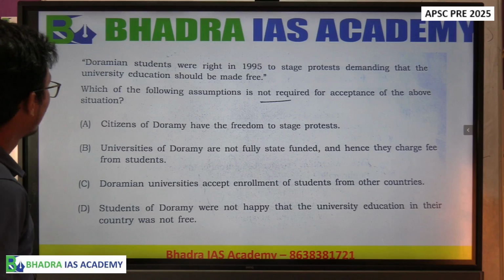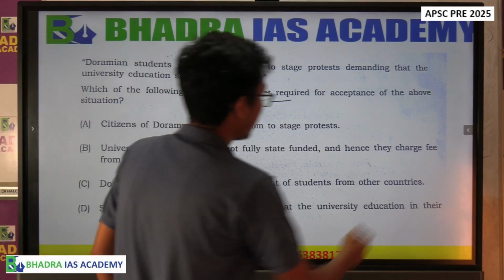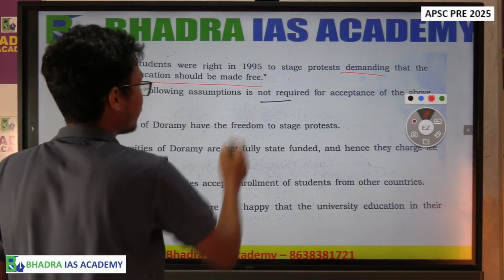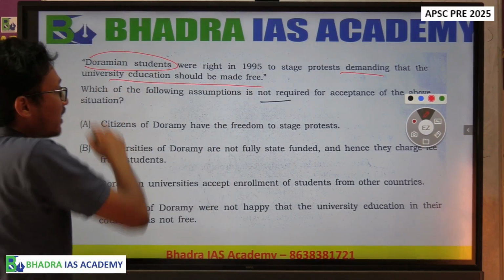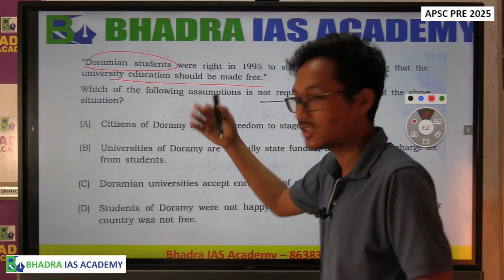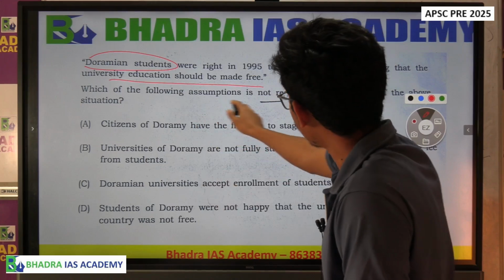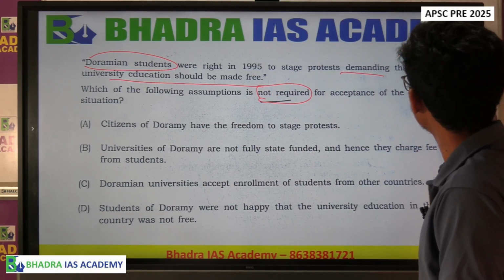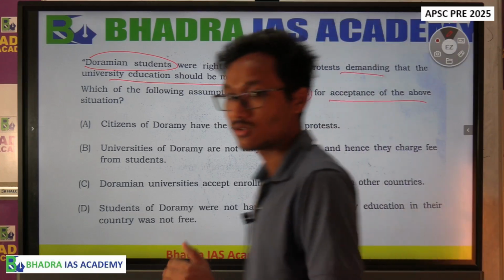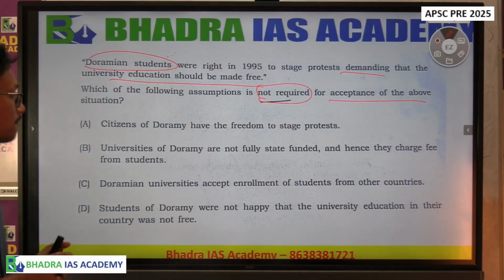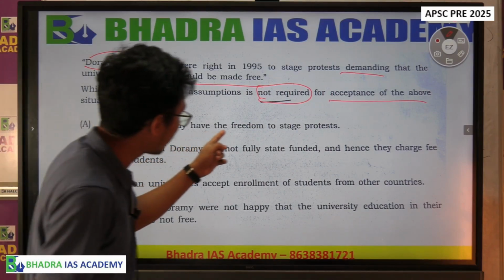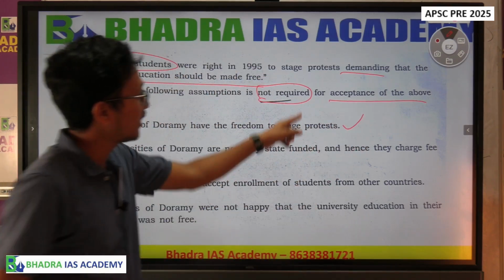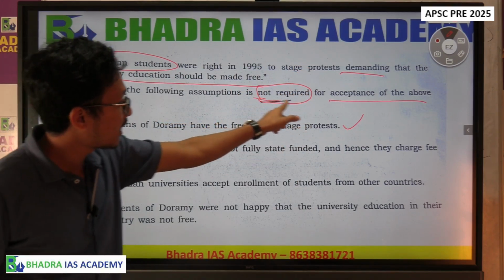Next question. Doramian students protested in 1995 to stage protest demanding that the university education should be made free. Now which of the following exemption is not required for acceptance of the above situation? So we have to think about what is not required. Citizens of Dorami have the freedom to stage protest: yes, so they could protest, this is needed, otherwise they could not protest, so this is not the answer.